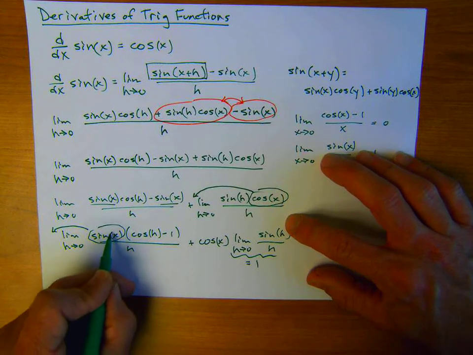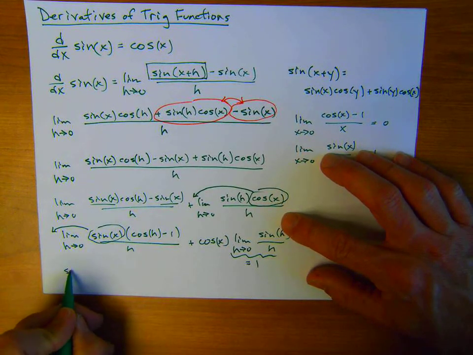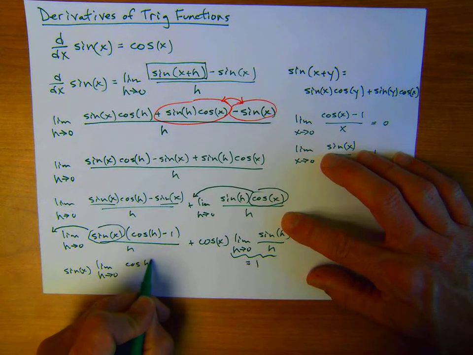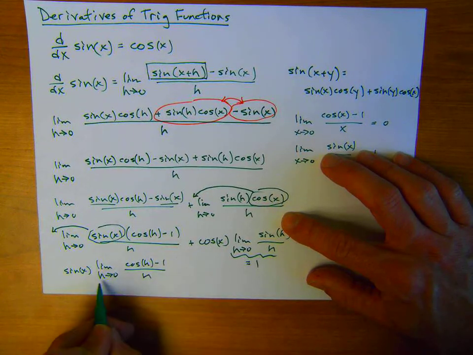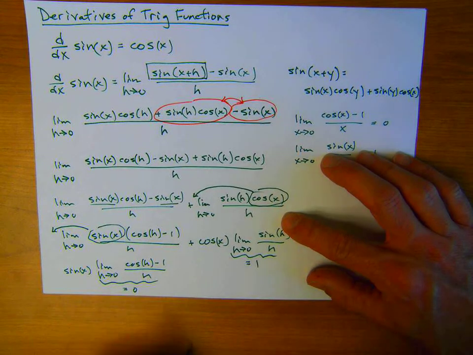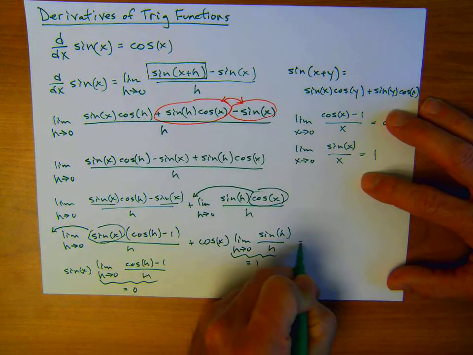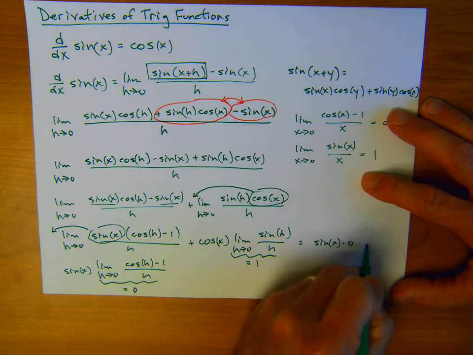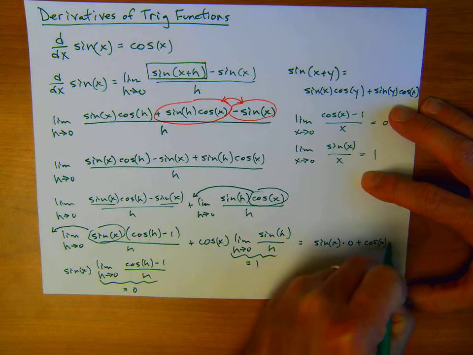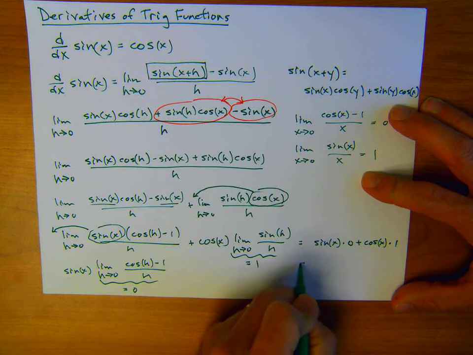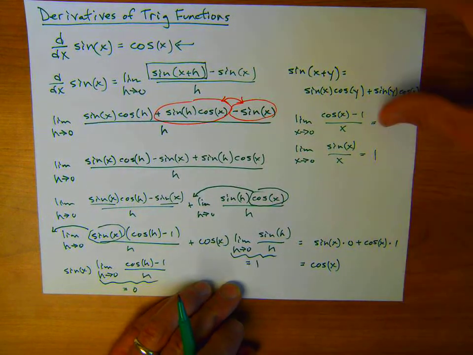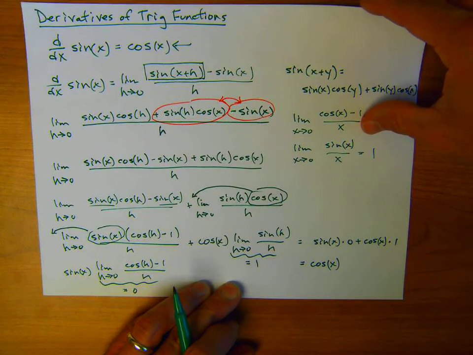Similarly here, when I take this sine x out front, I would have sine x, and then the limit as h goes to 0 of cosine of h minus 1 over h. Well, we already know that limit is equal to 0. So, putting it all together, I end up with sine of x times 0, because that's what this limit is, plus cosine of x times 1, because that's what this limit is. Well, that, of course, is just cosine of x, which is what our intuition told us when we looked at this graphically. Okay, so much for the derivation of the derivative of sine x.